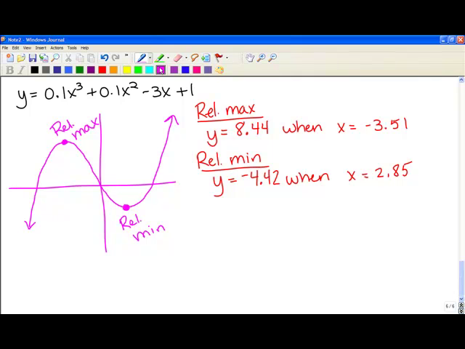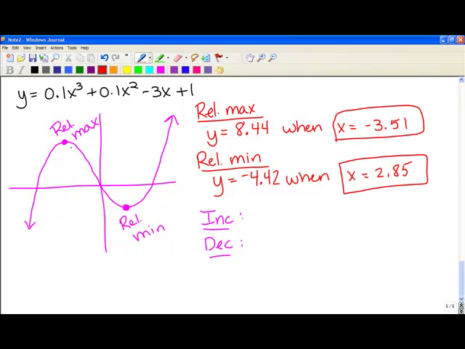Now we have to find the increasing and decreasing. Now remember that these are only the x values. So I'm going to take these two x values that we found, and I'm going to put them here on my graph. We know that the relative maximum is at negative 3.51, and the relative minimum is at 2.85. So I'm going to use those x values when I write down this increasing and decreasing.